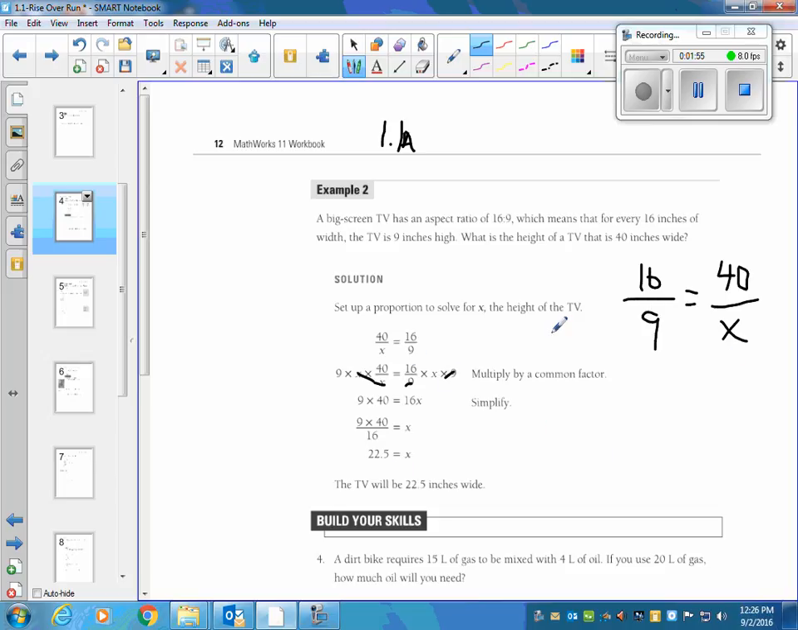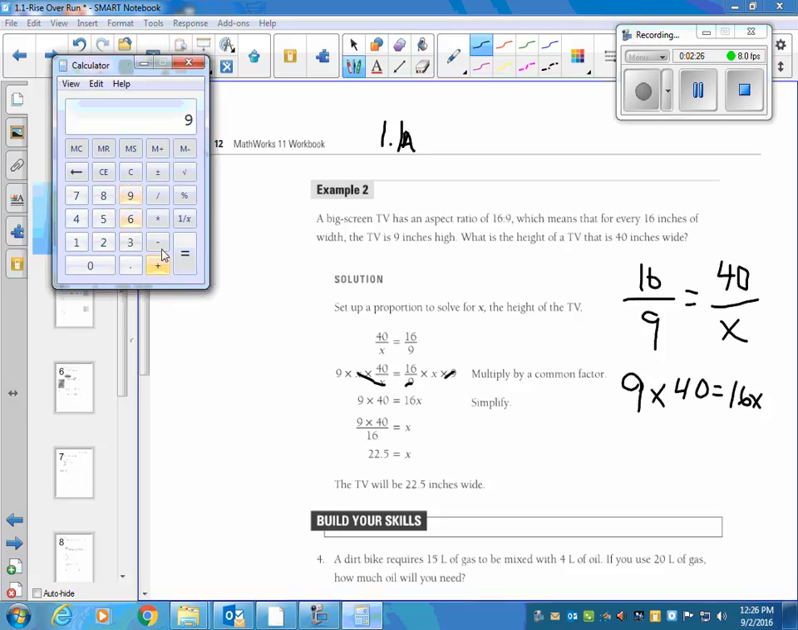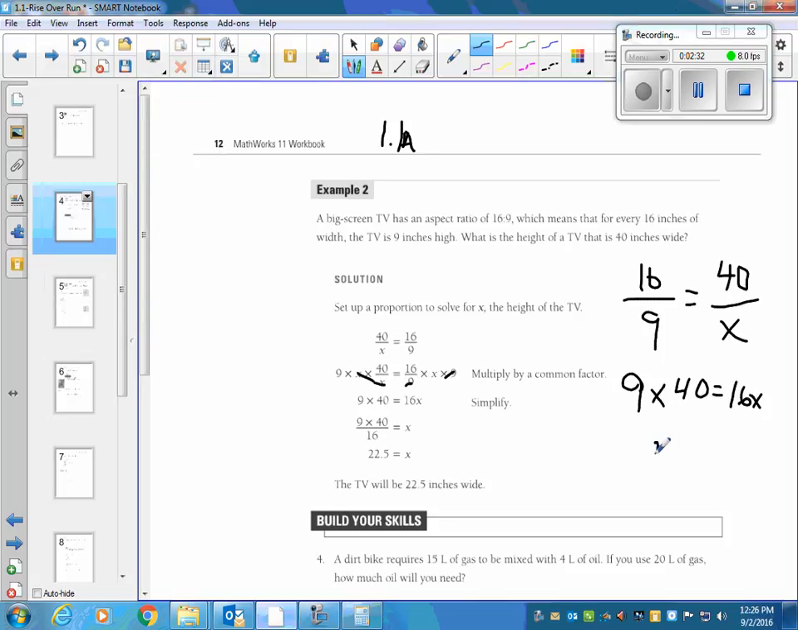Mr. Thal taught you a little different way. I'm okay either way you actually do it. So with Mr. Thal's line equals line, you cross multiply and you get 9 times 40 equals 16x. Sorry, my writing is atrocious at times. So when I do this, I've got to figure out what 9 times 40 is. On my calculator, 9 times 40 equals 360. So we get 360 equals 16x.